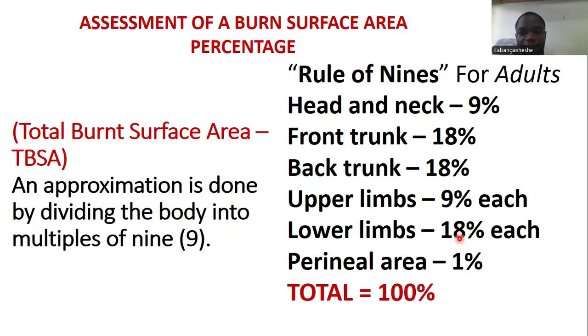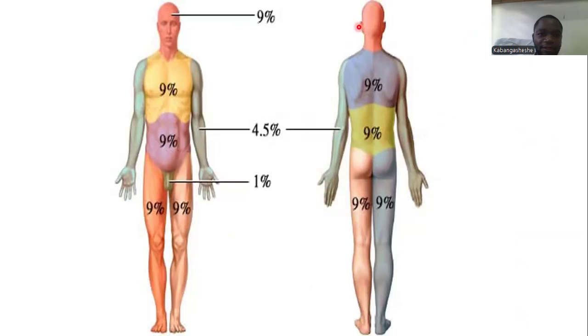Next, calculate the total burn surface area. Of course, we use the rule of 9. And here what I have is a rule of 9 for adults. Of course, the total body surface area is 100. So you want to know out of 100, what's the burn surface area? All right. So we see that according to the rule of 9, you can use a diagram here.